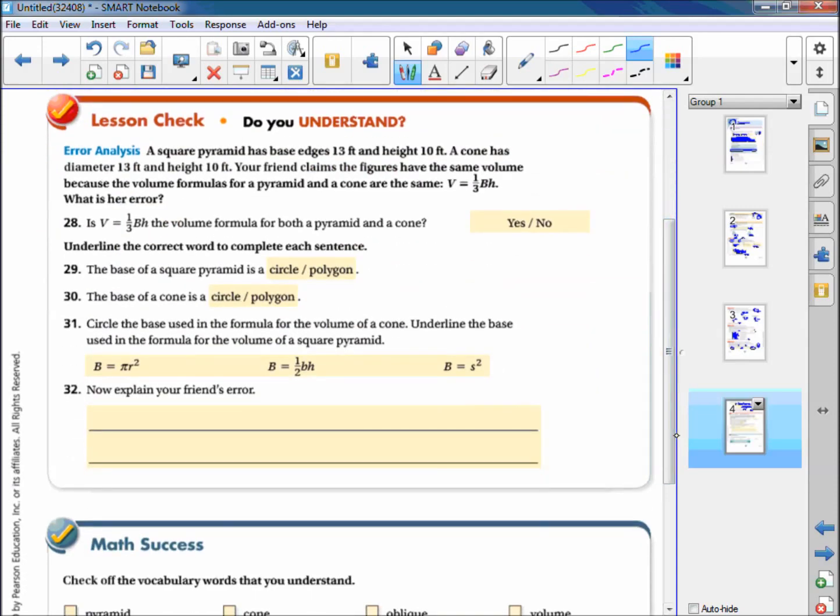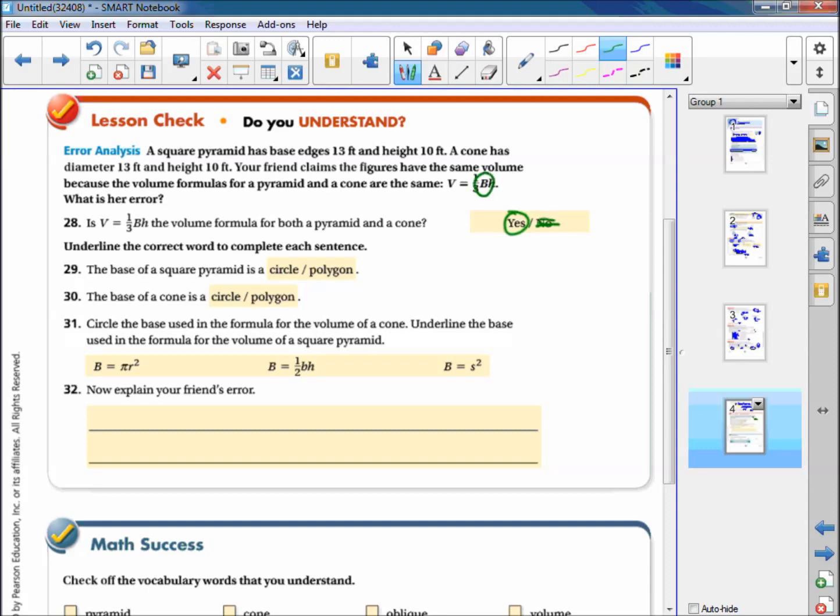So our lesson check says, a square pyramid has a base edge of 13 feet and a height of 10 feet. A cone has a diameter of 13 feet and a height of 10 feet. Your friend claims the figures have the exact same volume because the volume formulas for a pyramid and a cone are exactly the same. V equals 1/3 area of the base times the height. What is her error? For 28, if the volume of 1/3 BH is the volume formula for both a pyramid and a cone, and yes, it is, they have the same formula.